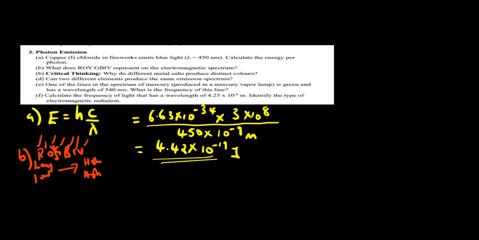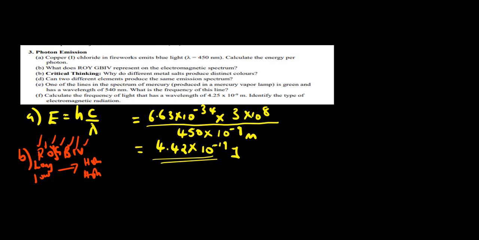Then C is critical. What is C? I think there was a typo here. It's BB, but it's just supposed to be C. So C is a critical thinking question. Why do different metal salts produce distinct colors? Okay, why do they produce distinct colors?